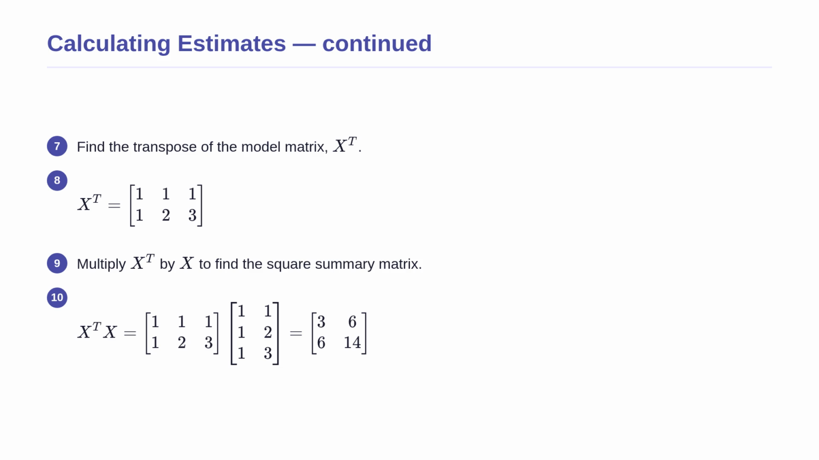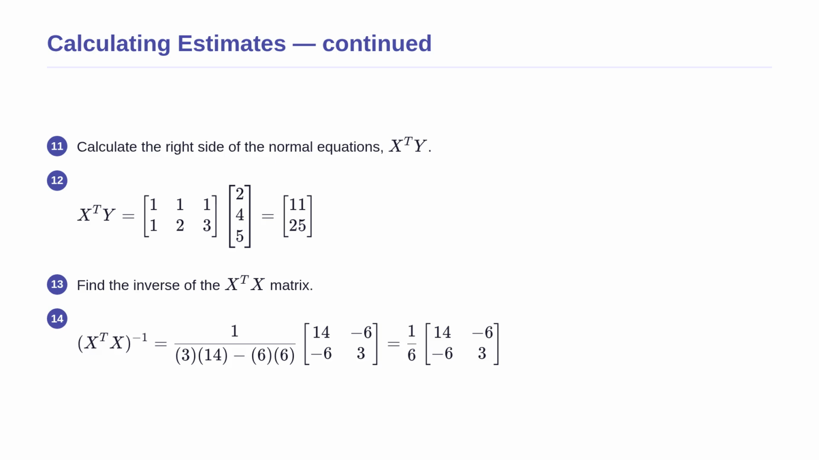The top left number 3 is simply the number of data points. The other numbers represent sums of the x values and sums of the squared x values. Next, we need to calculate the right side of our normal equations, which is x transpose multiplied by y. This multiplication gives us a new vector with 2 values, 11 and 25.